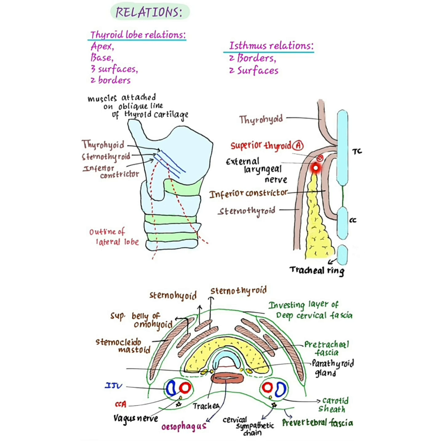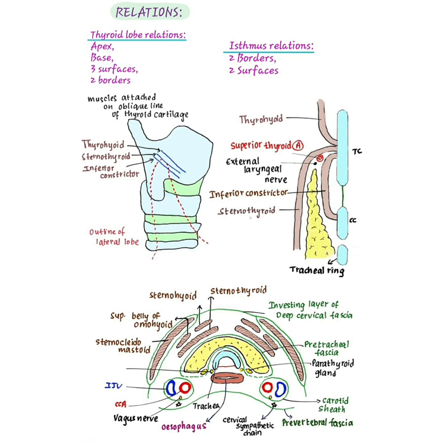The apex is limited above by the attachment of sternothyroid. It is sandwiched between the inferior constrictor medially and sternothyroid laterally. You can see here there is the inferior constrictor.